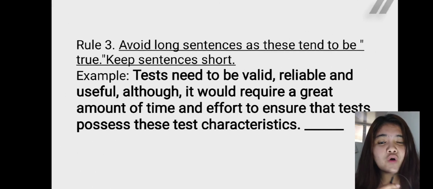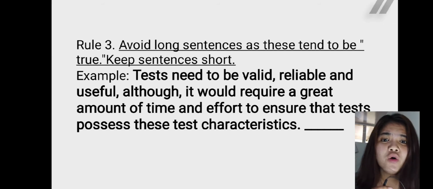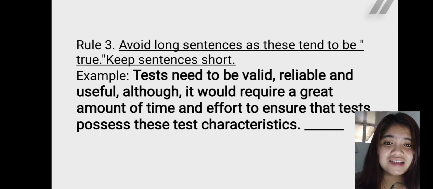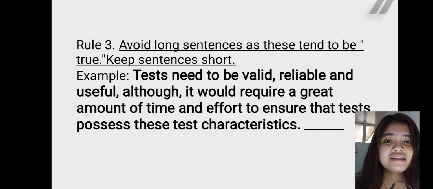Rule number 3. Avoid long sentences as these tend to be true. Keep sentences short. Example: tests need to be valid, reliable, and useful, although it would require a great amount of time and effort to ensure that tests possess these characteristics, blank. Notice that the statement is true. However, we are also not sure which part of the sentence is deemed true by the student. It is just fortunate that in this case, all parts of the sentence are true and hence the entire sentence is true. The following example illustrates what can go wrong in long sentences.